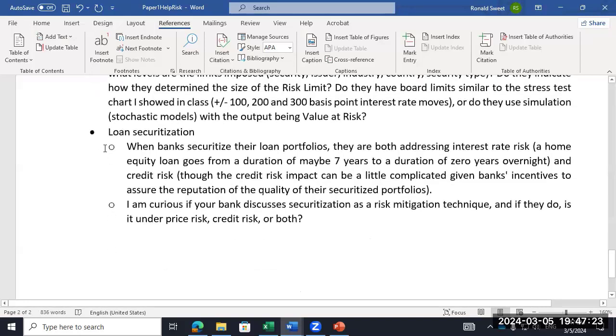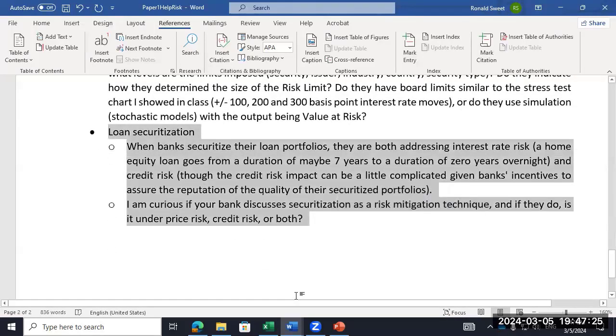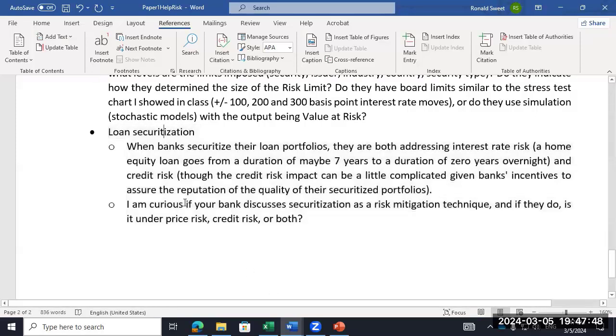Loan securitization is both a credit and a price risk. So I don't know if you saw that in the market risk section, but what is loan securitization? So a bank has $20 billion in mortgages. They're going to sell them off into the market, so they don't have all that interest rate exposure to those. So you might do a search on the word securitization. That is a mitigation tool for both the credit side and for the market risk side.